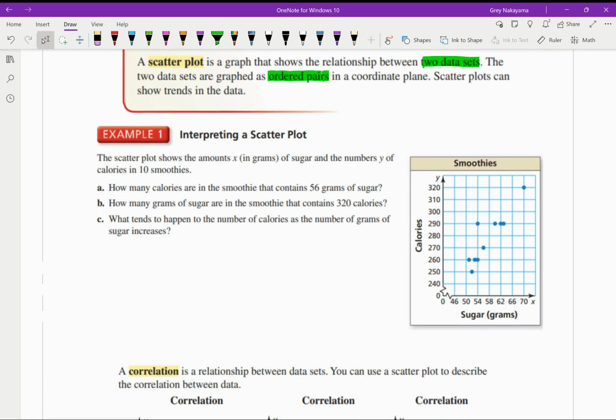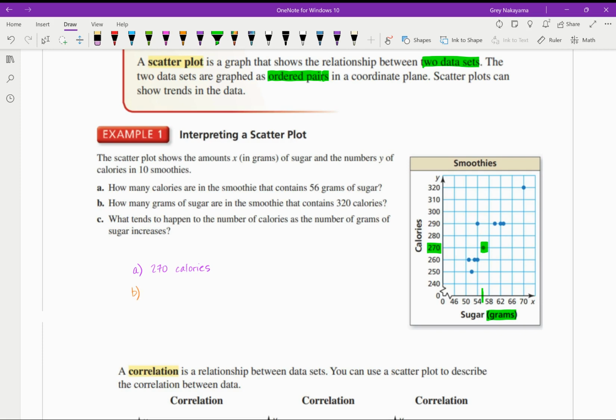Look at example 1. The scatter plot shows the amounts x in grams of sugar and the numbers y of calories in 10 smoothies. Question A says, how many calories are in the smoothie that contains 56 grams of sugar? So if I'm looking for 56 grams of sugar, then I'm going to go down here to look at my grams, and 56 should be halfway between 54 and 58. So I go up and see that this point matches that many calories. So for answer A, we have that there are 270 calories.